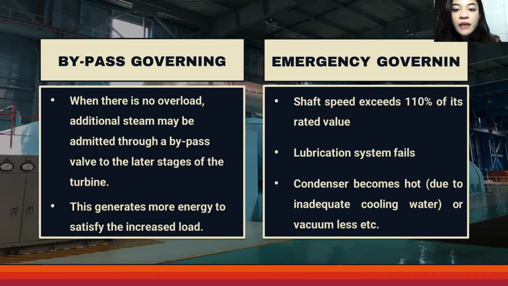Number 4 is emergency governing. It is used when: 1. Turbine speed exceeds 110% of its rated value. 2. Lubrication system fails. 3. Condenser becomes hot due to inadequate cooling water or vacuum loss, etc.